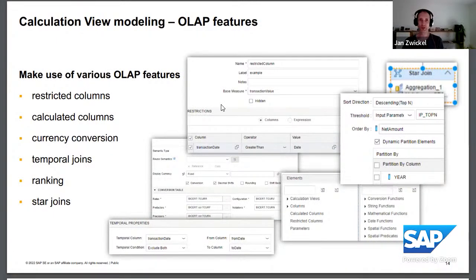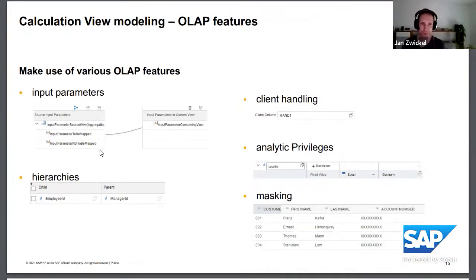Then we have a close integration with various online analytic processing features. So for example, we support restricted columns, calculated columns, currency conversion, temporal joins, and so on. Another feature that's typical for calculation views are input parameters. So these are the kind of prompts that I mentioned before.